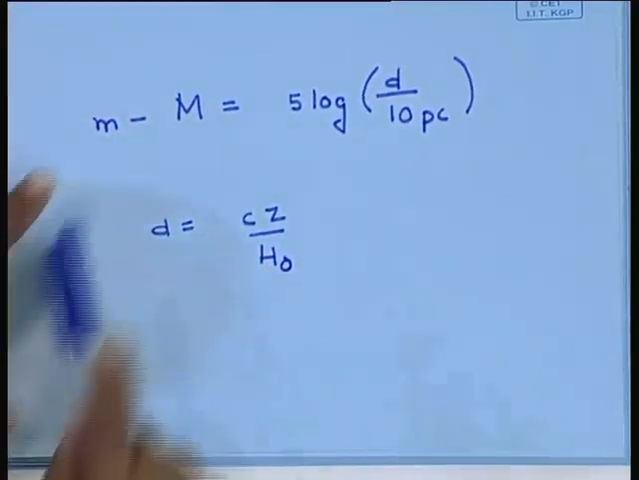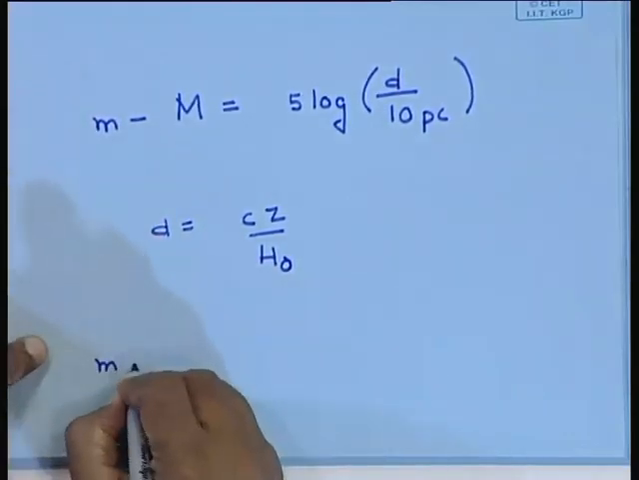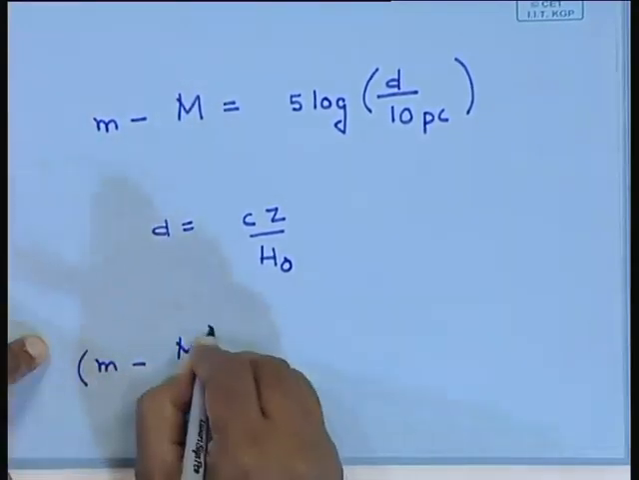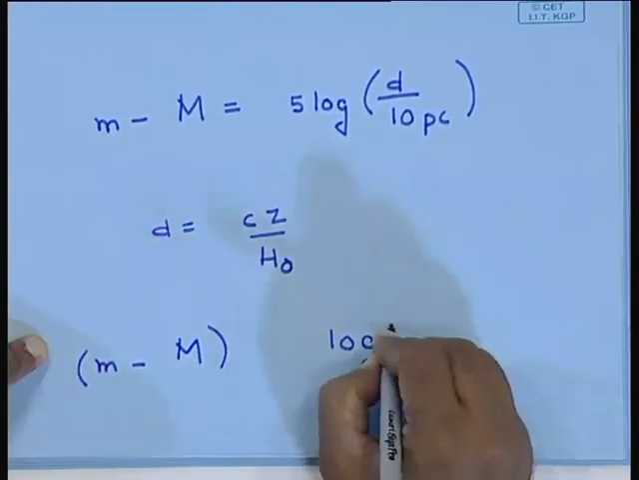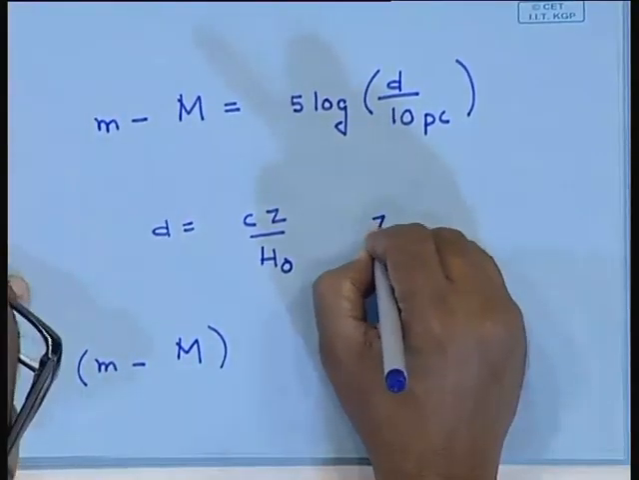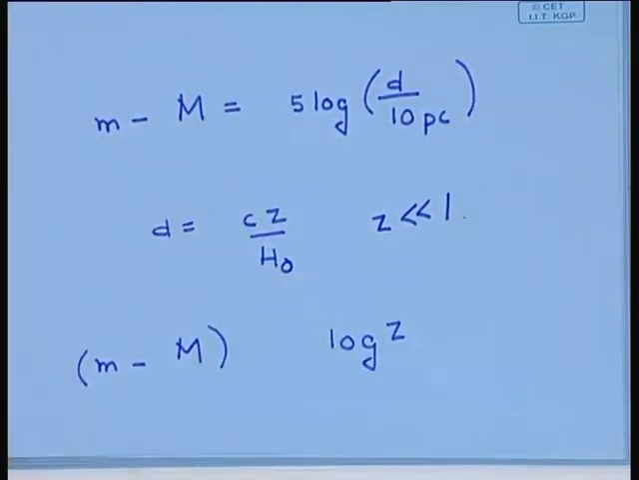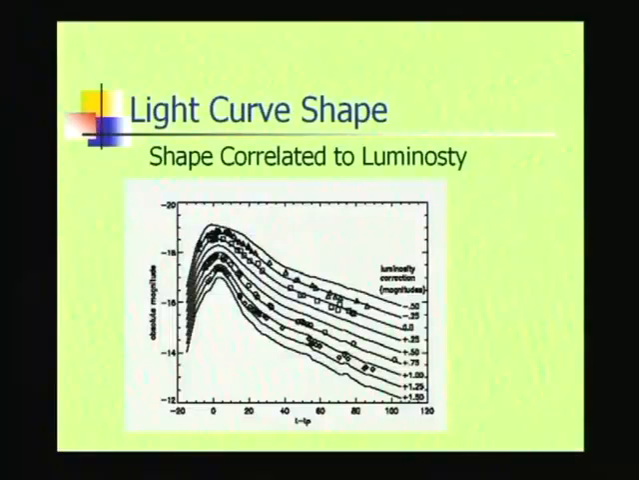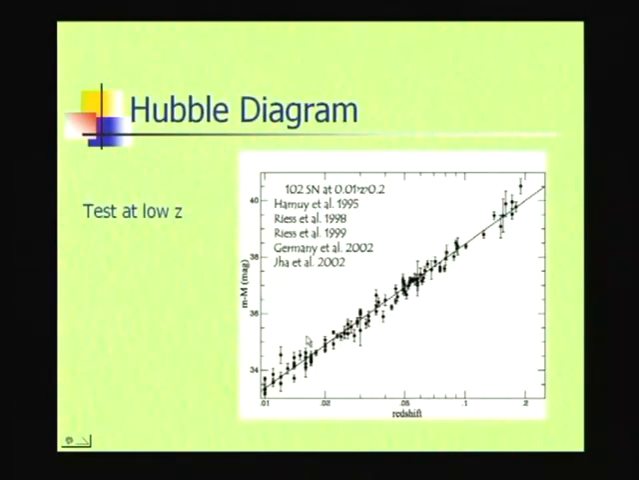So if you plot a graph of the distance modulus versus log z, you expect it to be a straight line in the nearby universe. This is true when z is much less than 1, and it will be a straight line only if the absolute magnitudes predicted by these relations between the shape and the luminosity are correct. So this is a test that this indeed is a good standard candle.